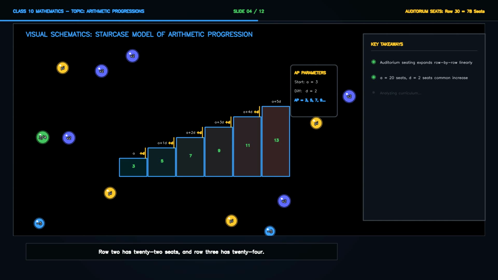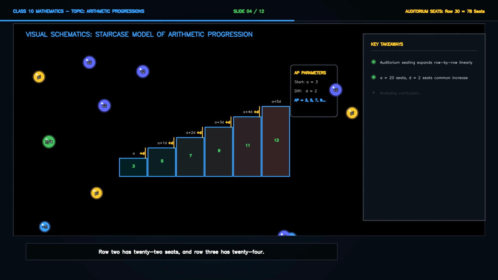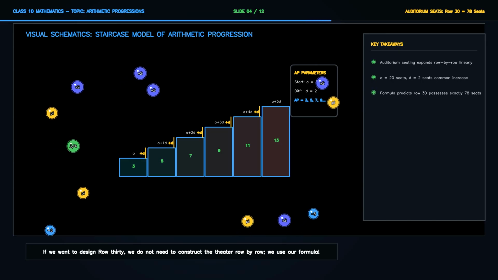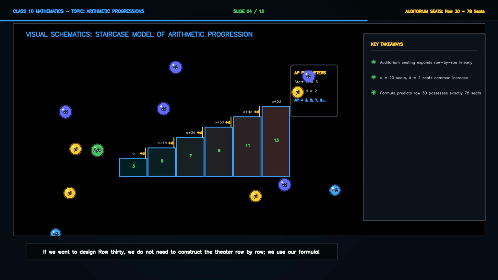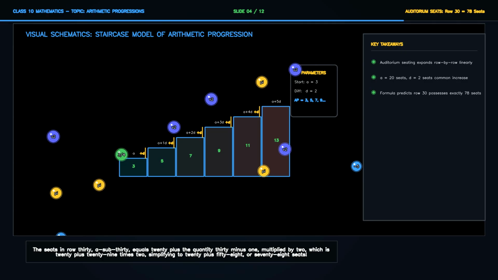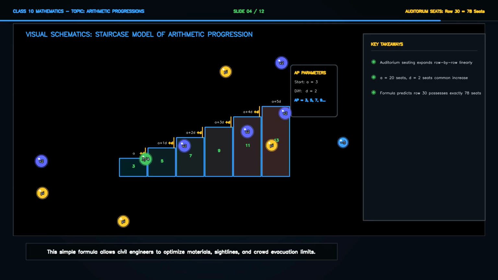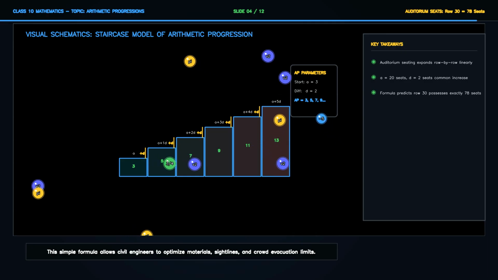If we want to design row 30, we do not need to construct the theater row by row. We use our formula. The seats in row 30, a sub 30, equals 20 plus the quantity 30 minus 1, multiplied by 2, which is 20 plus 29 times 2, simplifying to 20 plus 58, or 78 seats. This simple formula allows civil engineers to optimize materials, sightlines, and crowd evacuation limits.